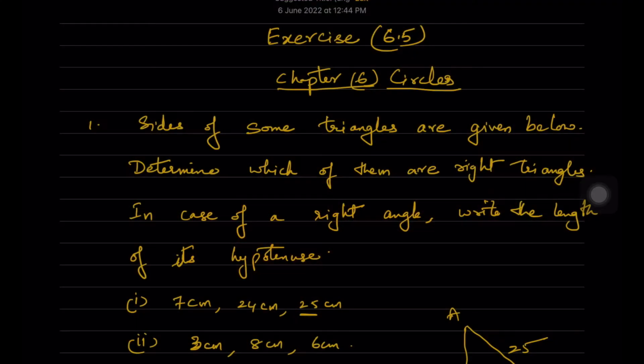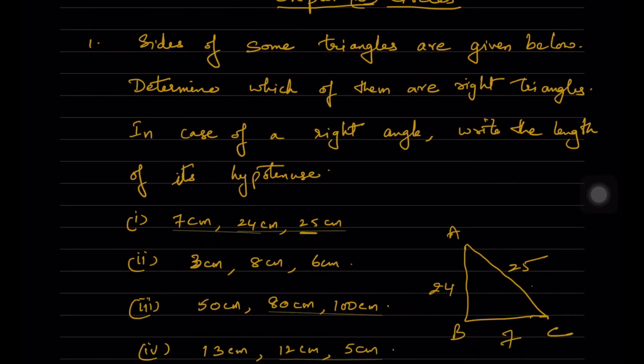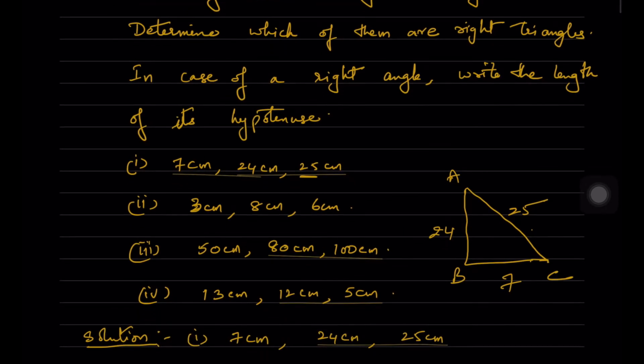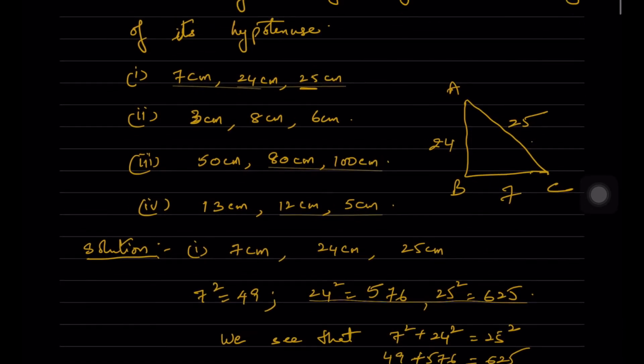Six circles. First problem. Sides of some triangles are given below. Determine which of them are right triangles. In case of a right angle, write the length of its hypotenuse. So now you can see there are four problems given in total in this first part.